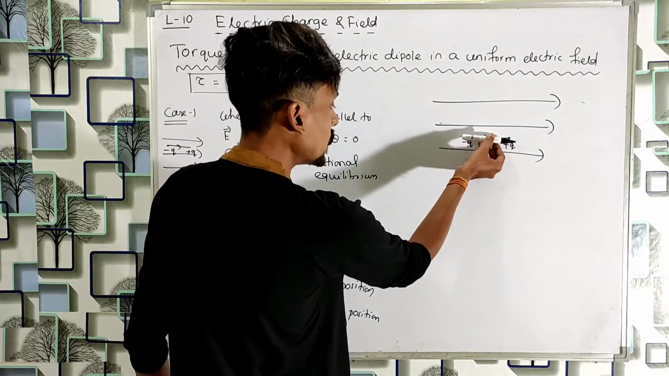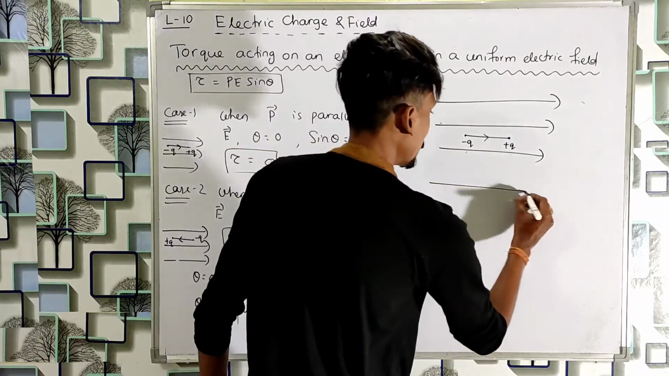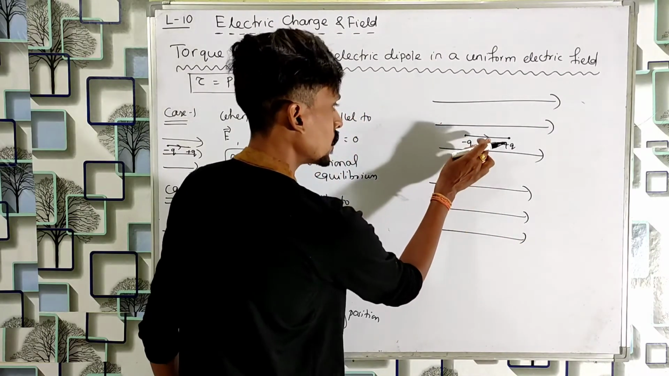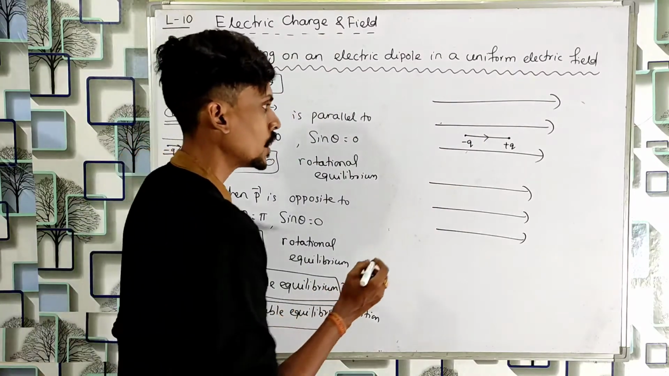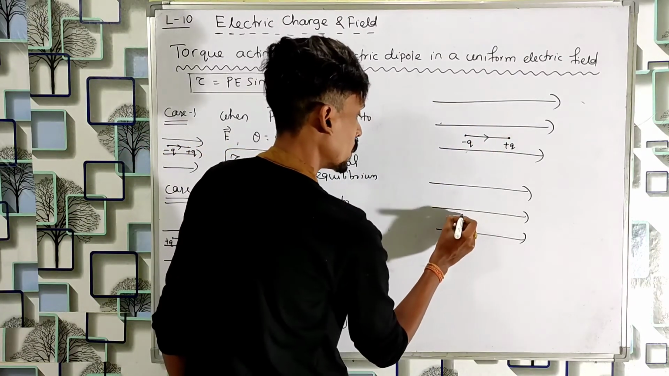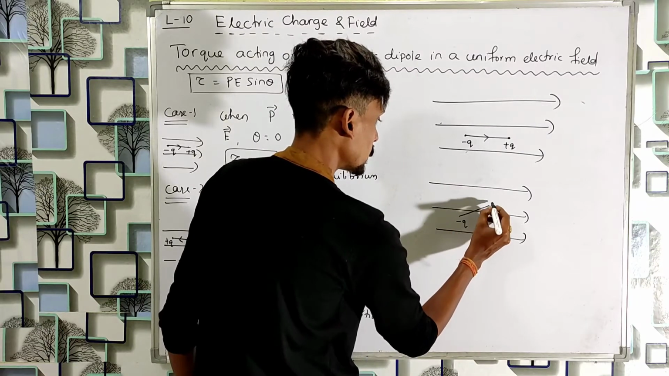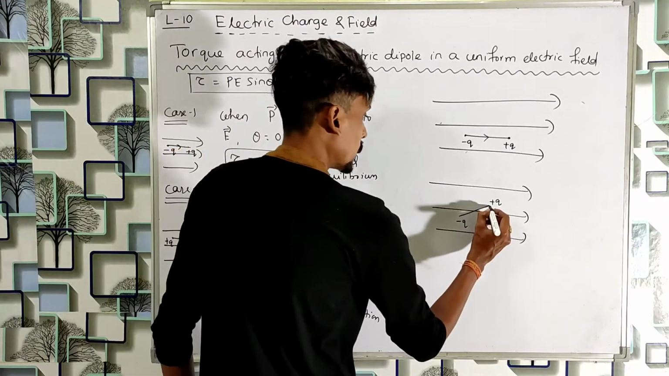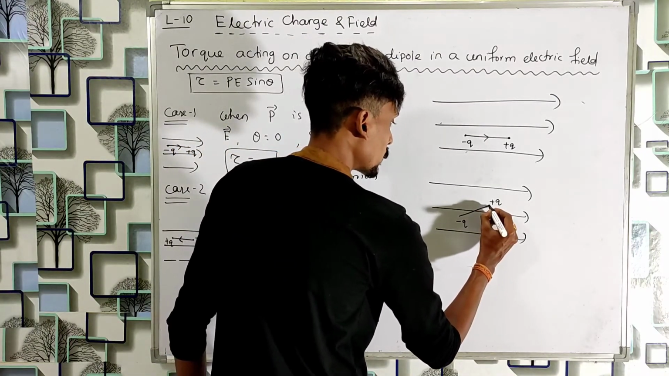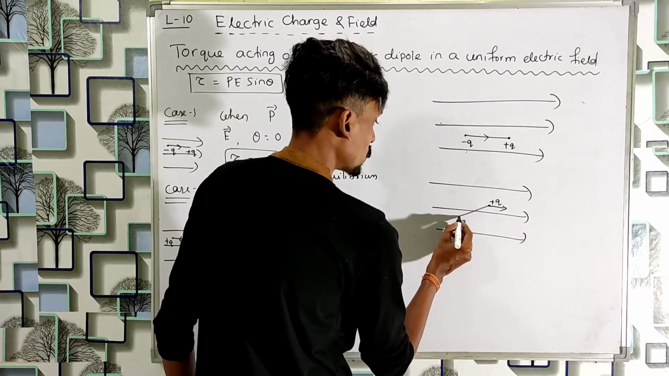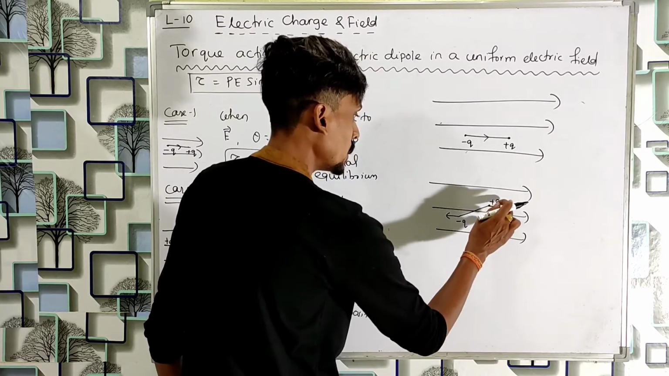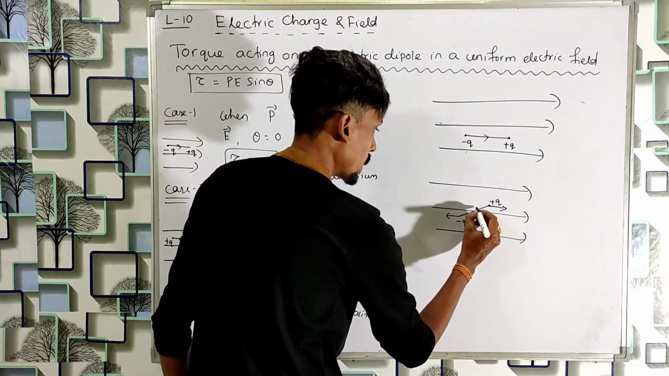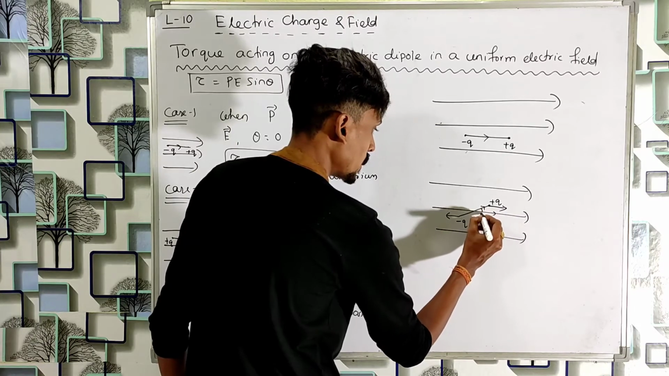Now if I slightly disturb the position, then what will happen? So initially this was the orientation of the dipole. Now I will slightly rotate it. So now the dipole will be like this, minus q and plus q. Is that clear? And this plus q charge will experience a force in this direction, minus q charge will experience a force in this direction, and these two forces will exert a torque. And this is p vector, this is e vector, the angle is theta.